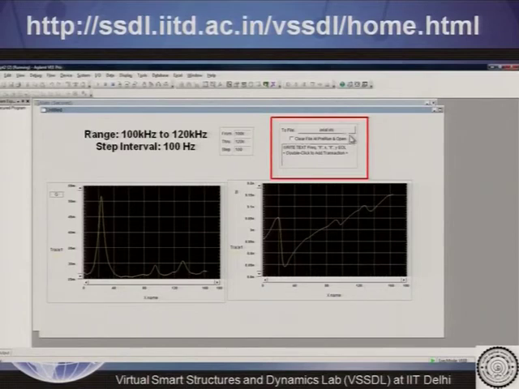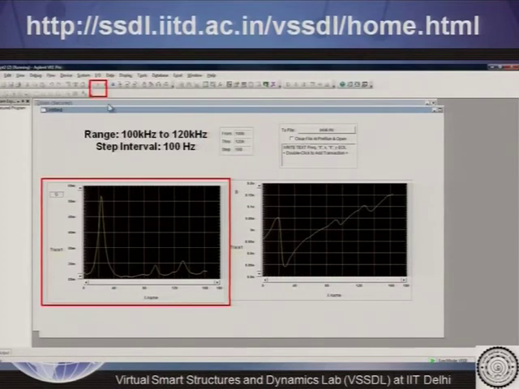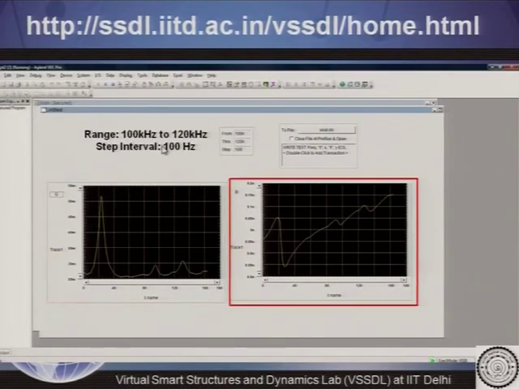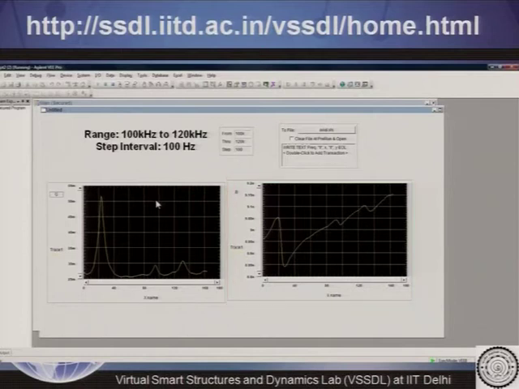Again he can give the path of this file name where the data will be stored. In this experiment, the user needs to give a frequency range of 100k to 120k with a step interval of 100 hertz, and when he clicks this button play, these two graphs will come. This is the conductance plot varying with the frequency which we have chosen, and this is the susceptance plot.